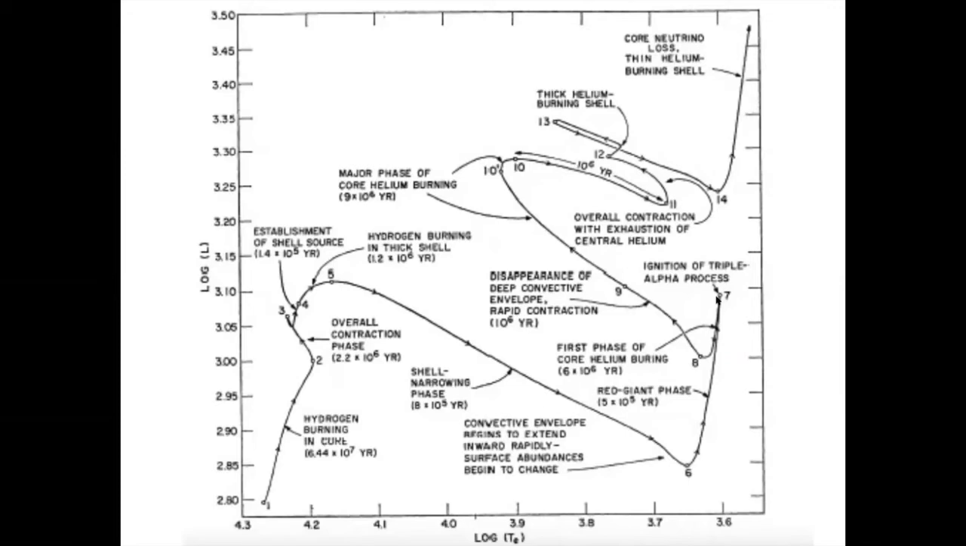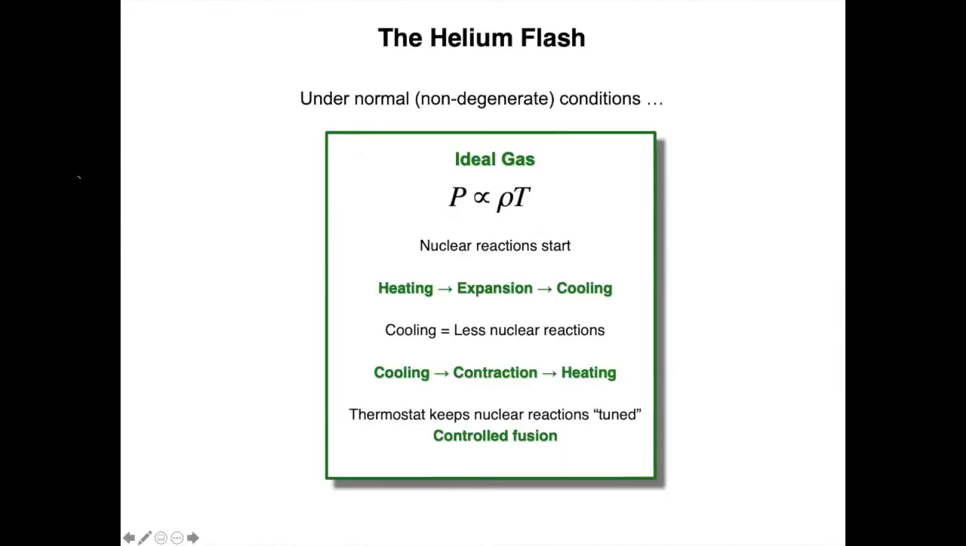But we are in a situation where the core is degenerate and the pressure does not depend on the temperature. So let's see what would happen if you reach helium burning under non-degenerate, under normal conditions. What you have is that the nuclear reaction starts. You start burning helium. The temperature increase due to the nuclear reactions will lead to an increase in the pressure. The pressure leads to expansion. But expansion in turn leads to cooling. So cooling lowers the rate of nuclear reactions. Cooling would lead to contraction, which then heats up.